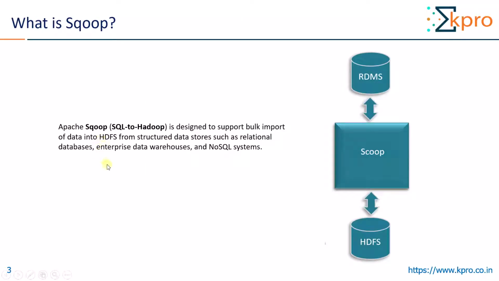Sqoop is one of the members of the Hadoop ecosystem. It stands for SQL to Hadoop. This tool is mainly used for importing the data from RDBMS system to the HDFS system or exporting from HDFS system to the RDBMS system. It also supports NoSQL systems and enterprise data warehouse. It actually provides a command line interface to run the Sqoop commands.